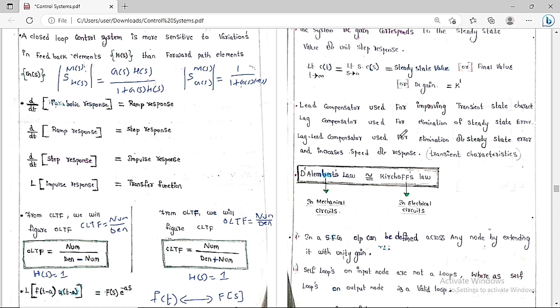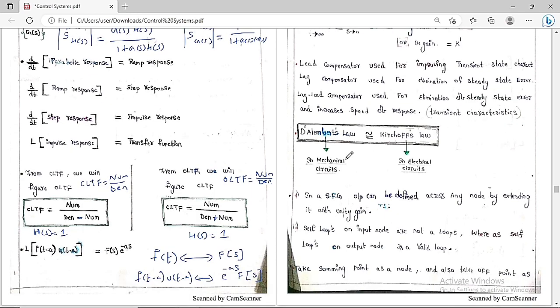I already told you one important thing: lead has more 'l' letters, transient has more 'l' letters, lag has fewer, and steady has fewer. So match the two things with more, and match the two things with fewer. So the lead compensator is used to improve the transient response, whereas the lag compensator is used to improve the steady state response.